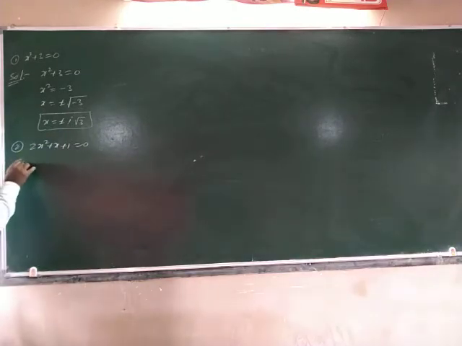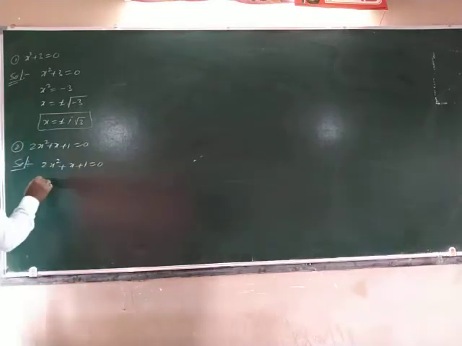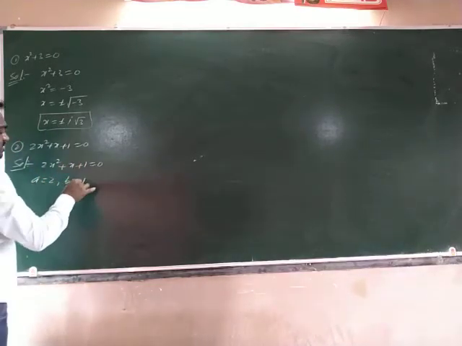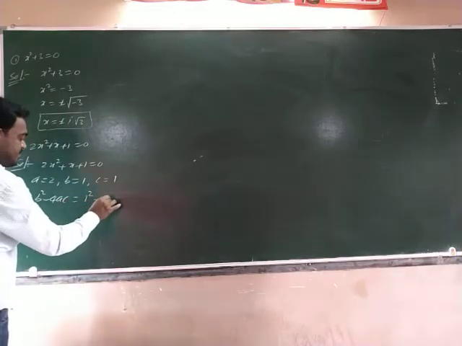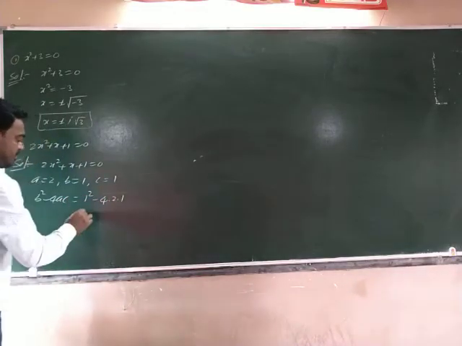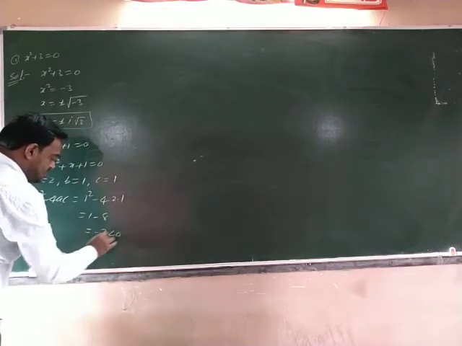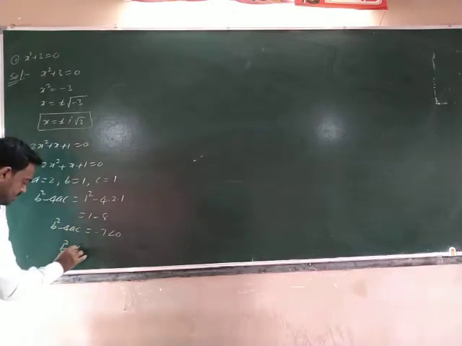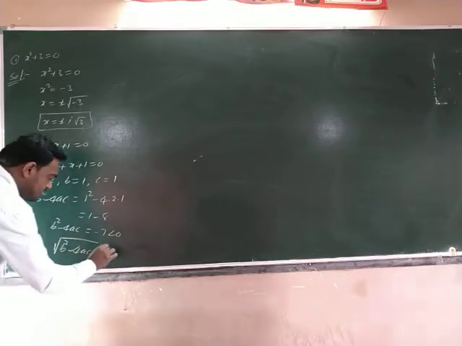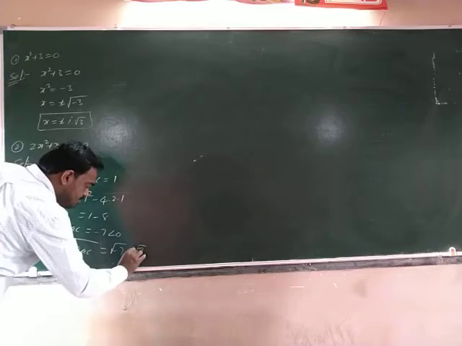Now, solution. 2x square plus x plus 1 equal to 0. Here a is equal to 2, b is equal to 1, c is equal to 1. Now b square minus 4ac equal to 1 square minus 4 into a2 c1. So 1 minus 4 twos are 8, that is equal to minus 7. Minus 7 is less than 0, which is b square minus 4ac. B square minus 4ac under root is equal to square root of minus 7, that is I root 7.